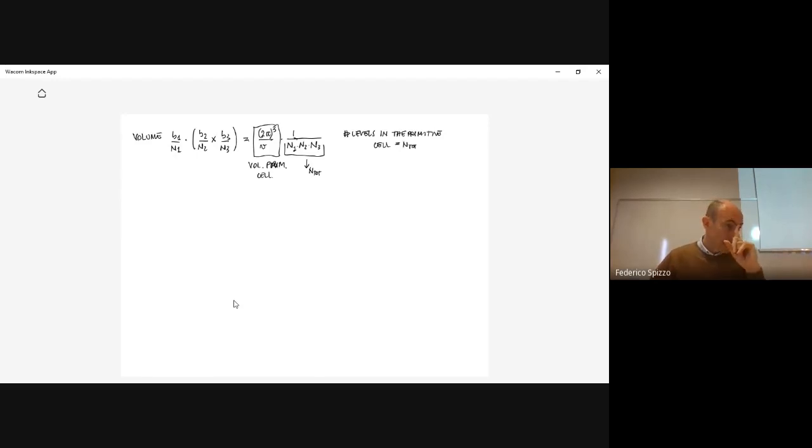So the number of levels that can be hosted in one primitive cell in the reciprocal space depends on the number of the ions. If the number of levels is equal to N total, the number of electrons that can be hosted in one primitive cell is equal to twice N total, because we need to consider spin up and down.